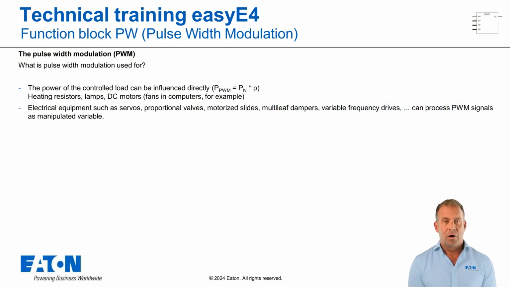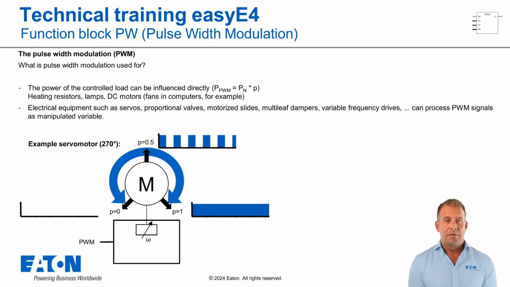What is pulse width modulation used for? If consumers are controlled using PWM, the power can be changed. For example, heating resistors, lamps, or DC motors can be variably controlled. Furthermore, operating equipment such as servo motors, proportional valves, motor sliders, blind flaps, frequency converters, and much more are available, which can process pulse width signals in order to be controlled by a controller.